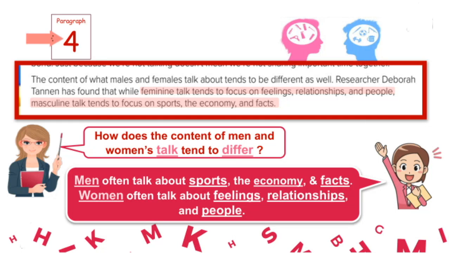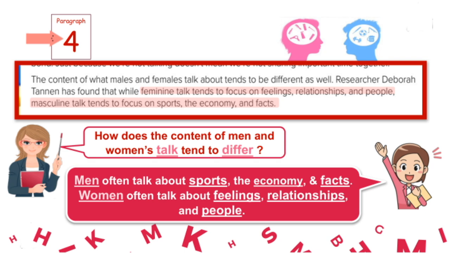Let's take a moment to explore how men and women tend to communicate differently. Often, men talk about topics like sports, the economy, and facts. These conversations tend to focus on information, problem-solving, and shared interests that are more fact-oriented. On the other hand, women often focus their conversations on feelings, relationships, and people. Their discussions typically center around emotional connections, personal experiences, and social dynamics.